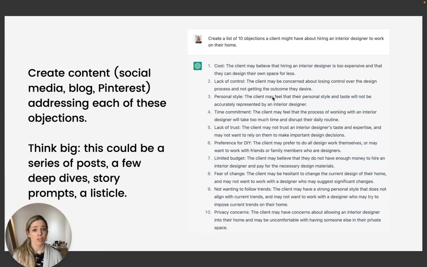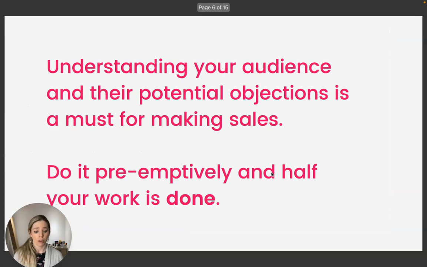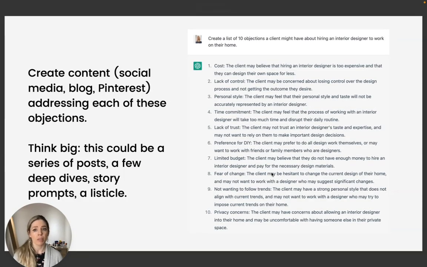So what I would suggest you do with this information is take each one of these and then go and create content, whether it's for social media, whether it's for your blog. You can create individual blog posts targeting each one of these objections in turn. You can create Pinterest pins. There's so much that you can do with them, even YouTube videos. That basically help address these objections and reassure your potential clients and customers over why they could or should be hiring you to work with them on their home.